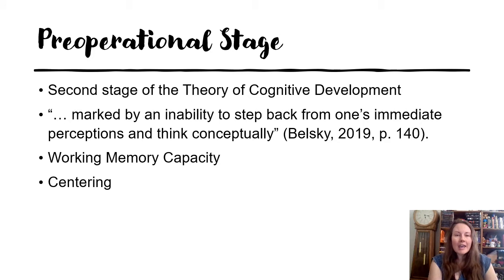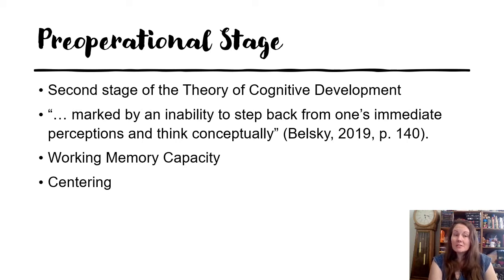And so this is why we have problems with something called centering in the preoperational stage. So whenever we experience some sort of phenomenon, if we are able to use all 5 of our senses, typically there will be one of those senses that trumps all of our other ones. What sense do you think that is?